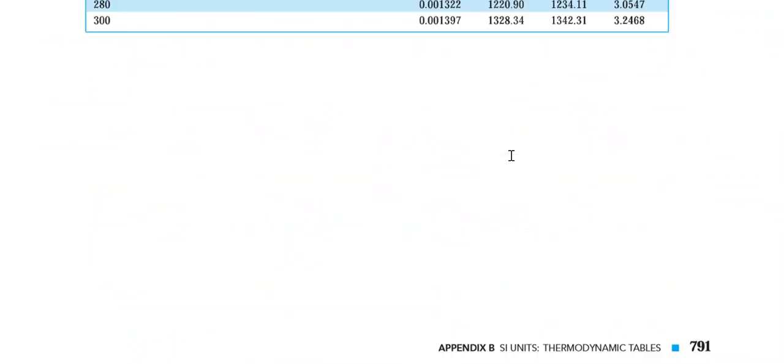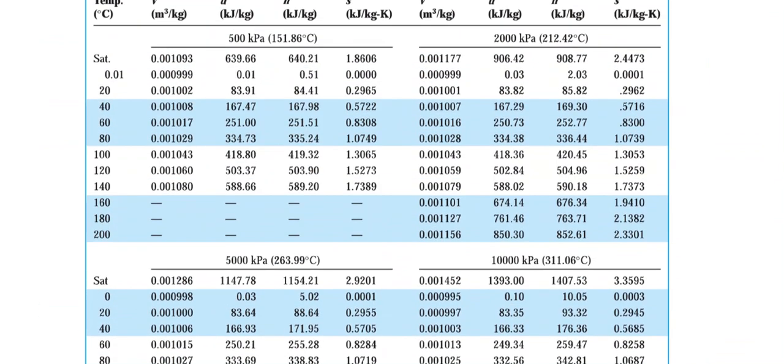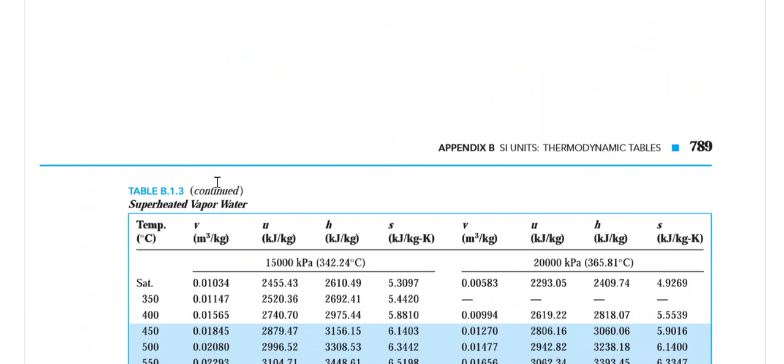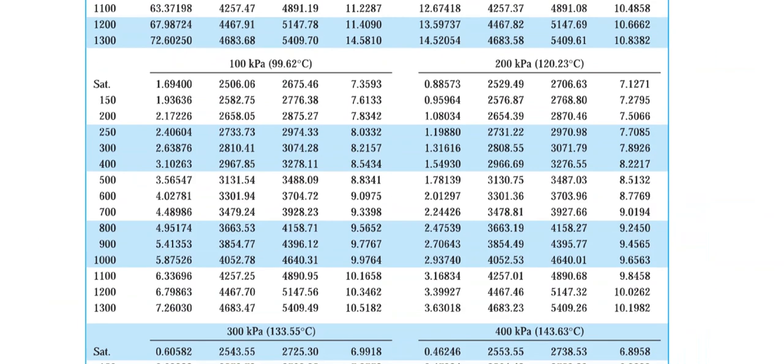So obviously there is no 100 kilopascal over here. At 20 degrees centigrade, we do not have 100 kilopascal. As I've already said in the lecture, if you do not have any value at that temperature or pressure in a compressed region, you can simply use the property of the saturated liquid. So we will go to table B11, and at 20 degrees centigrade, we will be using the property of the saturated region.